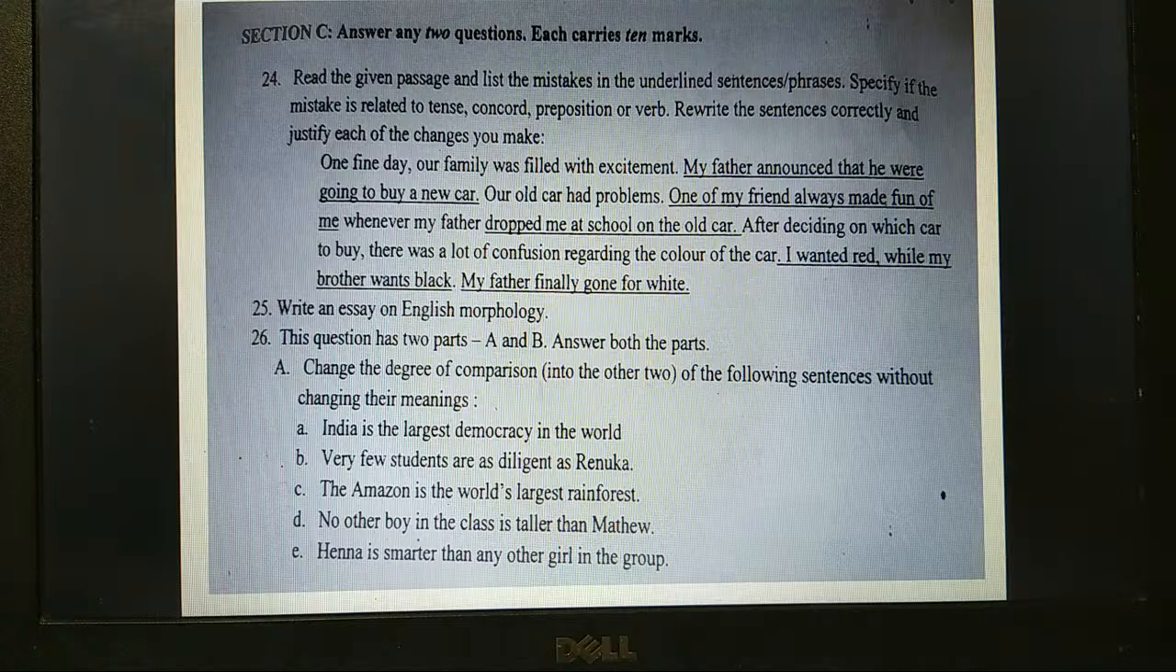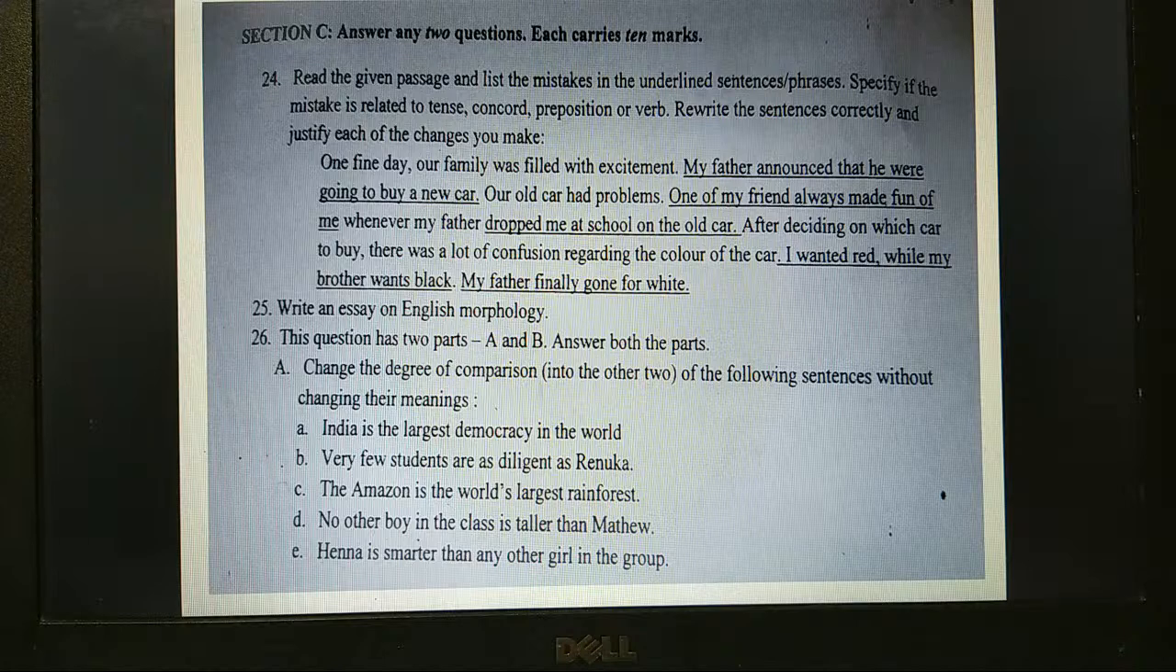After deciding on which car to buy, there was a lot of confusion regarding the color of the car. "I wanted red while my brother wants" is wrong. So, sequence of tense: my brother wanted black. "My brother wants" is wrong because it is reported speech, and it has to be in the corresponding tense, that is simple present.